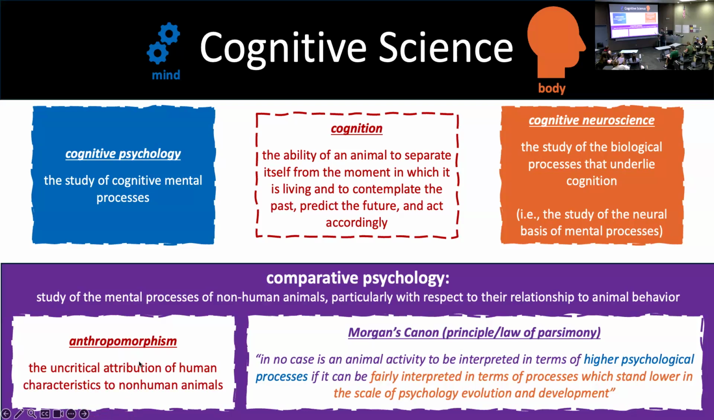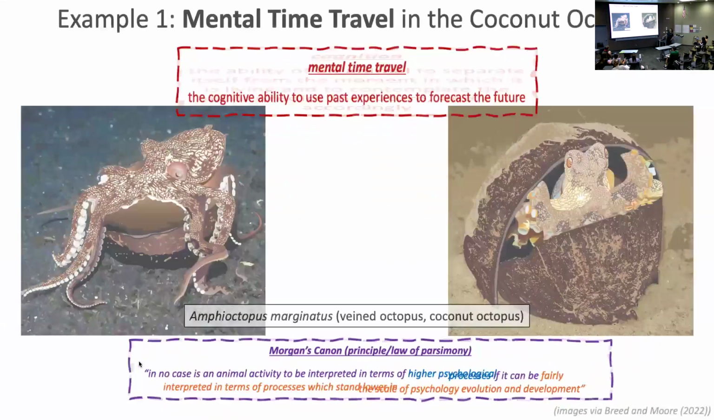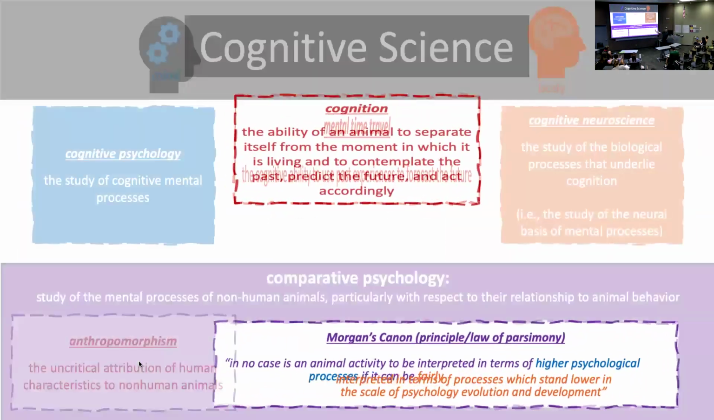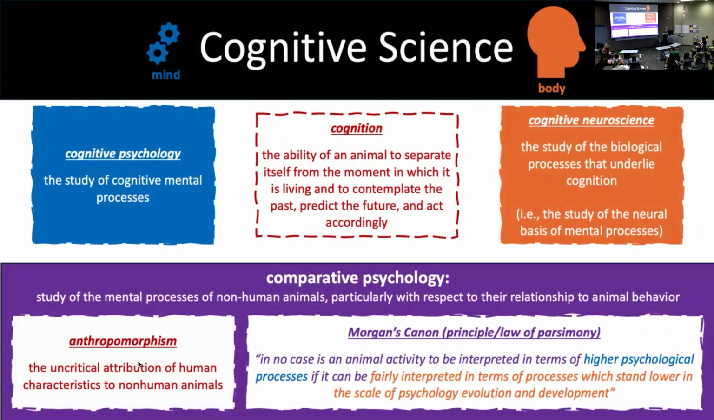So that's the structure of cognitive science, these things together. Before we go on to these examples, do we have any questions about these basic frameworks? Yeah.